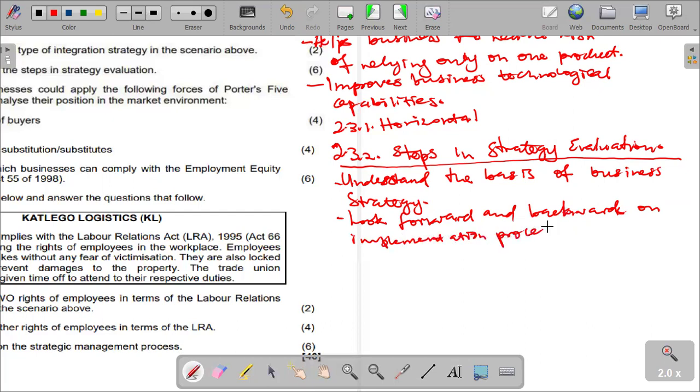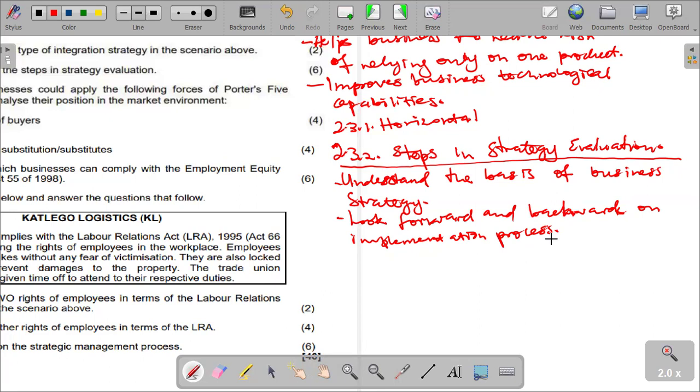Implementation process. In terms of evaluation of the strategy, it is very important to understand the possible threats and the possible limitations going forward as a strategy is taken into this regard. What are the possible processes, the possible requirements and their limitations, as well as looking backwards, in terms of us leading that strategy, in what ways is it going to affect the business? So we look forward and backward on the implementation process.